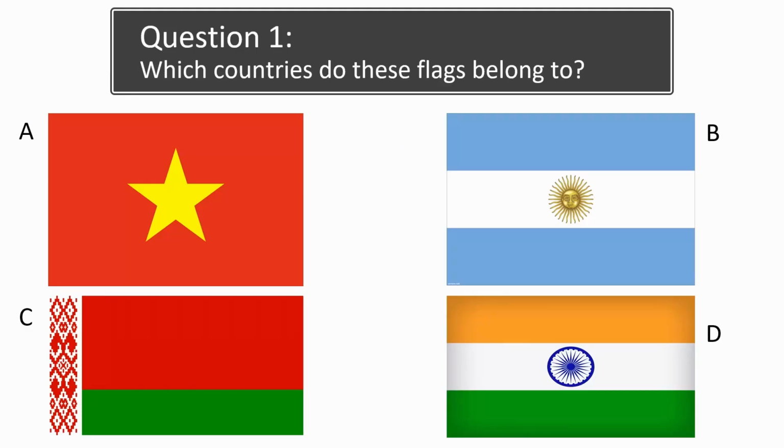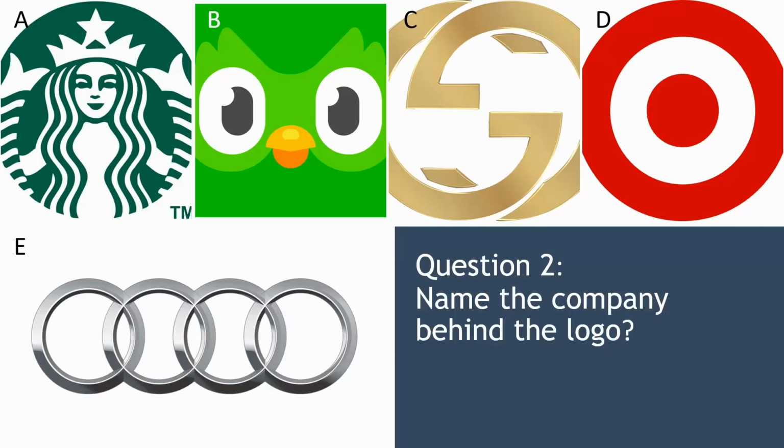So, question 1, which countries do these flags belong to? So A is of course Vietnam, B is Argentina, C is Belarus, and D is India. Question 2, the name of the company behind the logos, we got Starbucks, Duolingo, Gucci, Target, and Audi. Are the answers for that.